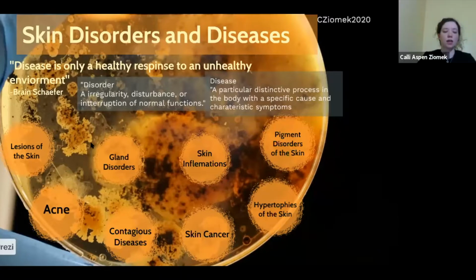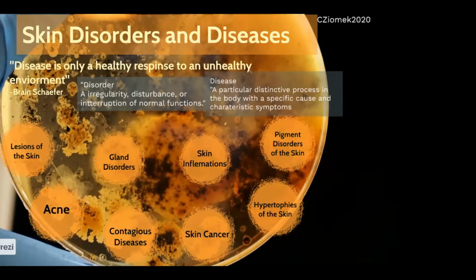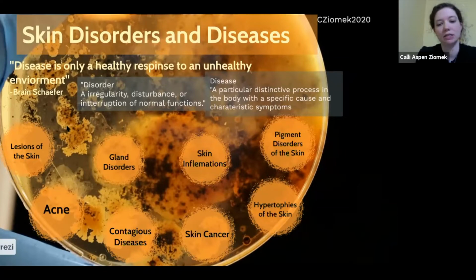So we have a lot of different things that we are going to cover today. We have the lesions of the skin, the gland disorders, skin inflammations, pigment disorders of the skin, hypertrophies of the skin, skin cancers, contagious diseases, and acne.